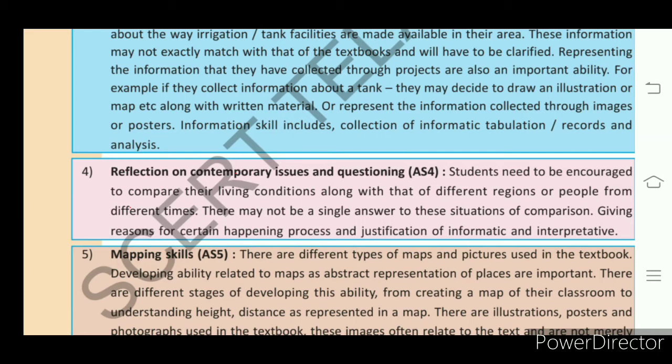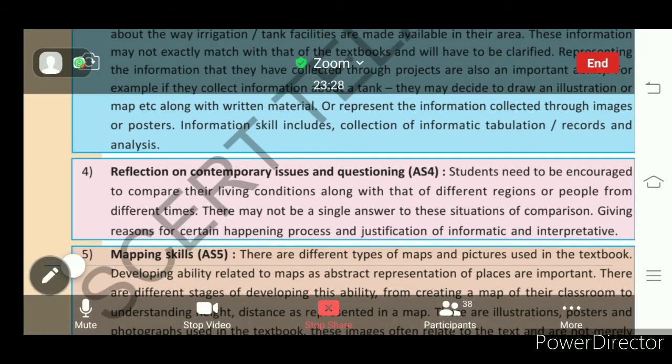So when we discuss the democracy of Myanmar, you should compare it with Indian democracy. You should try to analyze how democracy is in India and how it is different from Myanmar's democracy. In this way we can link up the concepts, understand? So this is reflection on contemporary issues and questioning. This is the fourth academic standard in our social studies, understand?